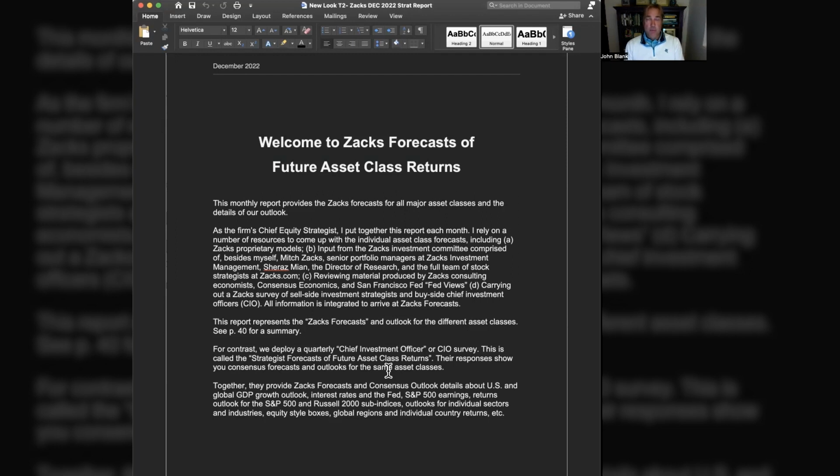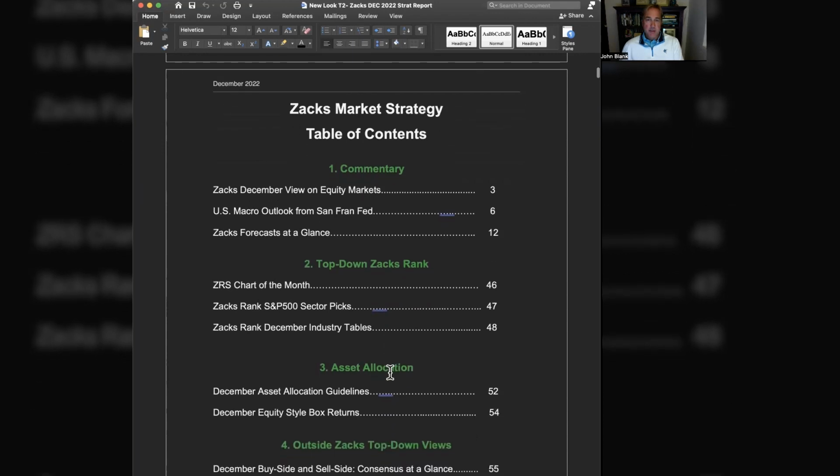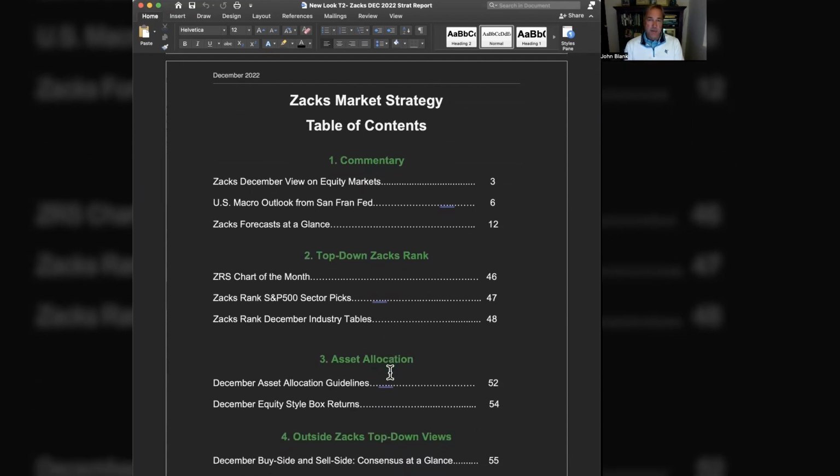Also, we do the sell-side investment strategy report, the CIO report. I do this once a quarter. I access CIO views. That will be included in one of the 5 parts, and we'll go through it. And all of this is integrated to get to the Zacks forecast. So just remind yourself, this is the front page. We'll always skip through it, but this really tells you how we do it. Okay, so like I said, the table of contents will now be divided into 5 parts.